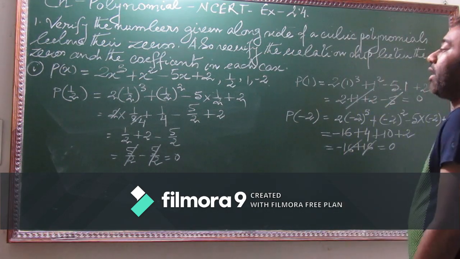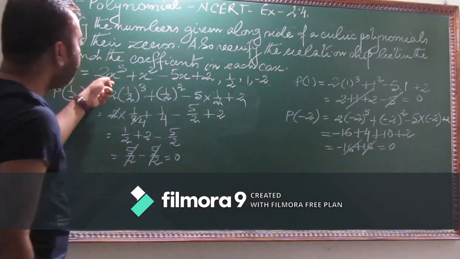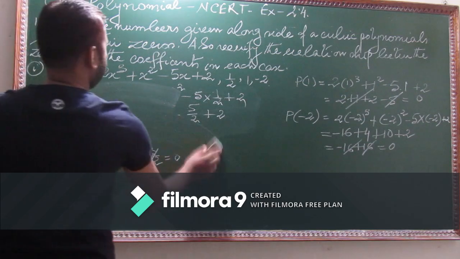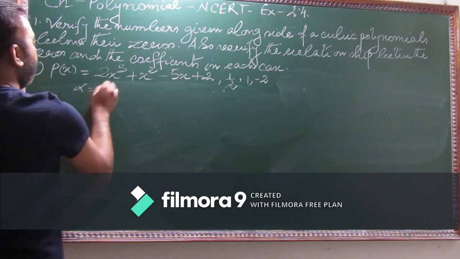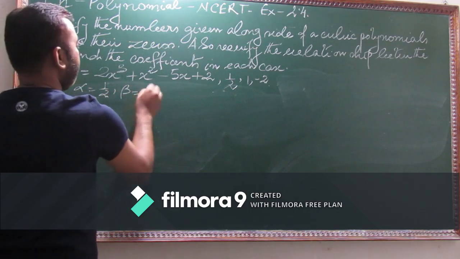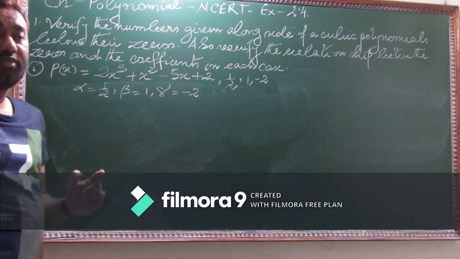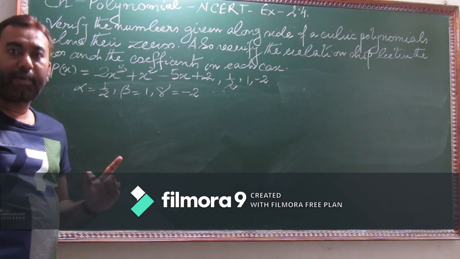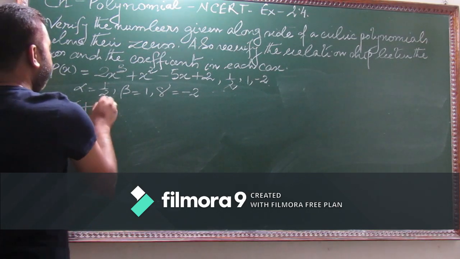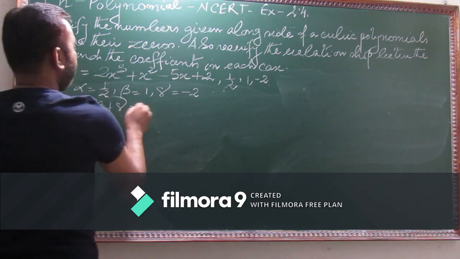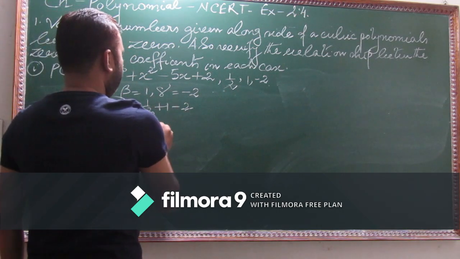That means it is shown that half, 1 and minus 2 are the zeros of this given polynomial. Now what do I have to do? Now I have to verify the relationship from that polynomial. How is it possible? Let me consider alpha is equal to half, beta is equal to 1 and gamma is equal to minus 2. So first I have to find alpha plus beta plus gamma. That means half plus 1 minus 2. So this is half minus 1.